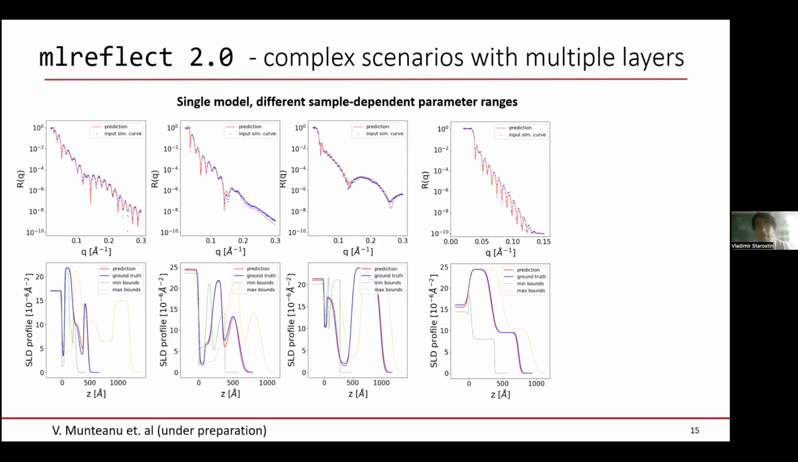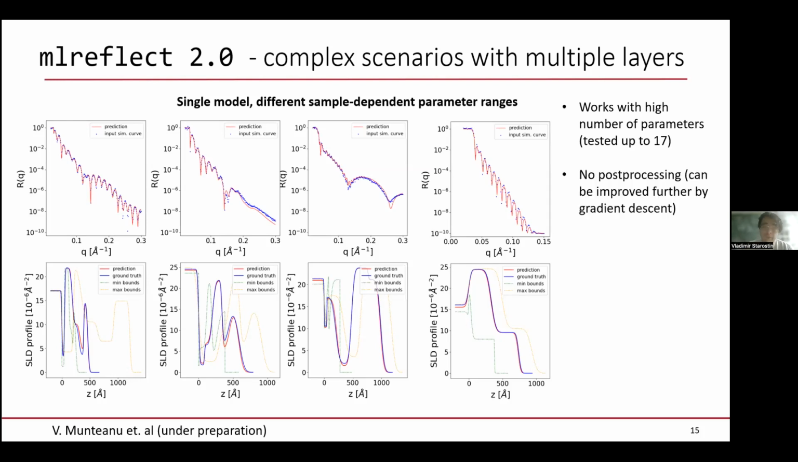And actually, it works quite well, as Frank showed you some very complicated curves. So here I show some others. It tested, well, here I say up to 17. Actually, you can push it even further, even to 30, 40 parameters. And as you can see, the fit and the prediction and the input are very similar, and you can even improve it. So here there are no post-processing operations. You can even polish this result by applying gradient descent, and it works really fast. It's blazingly fast, basically milliseconds.